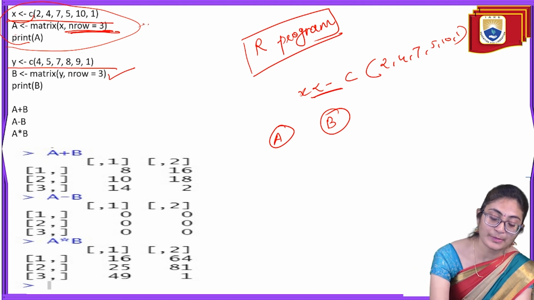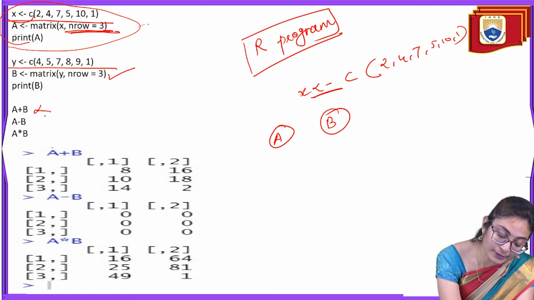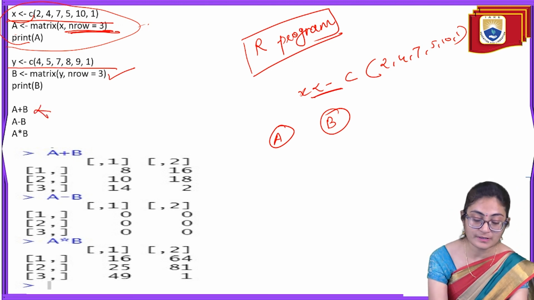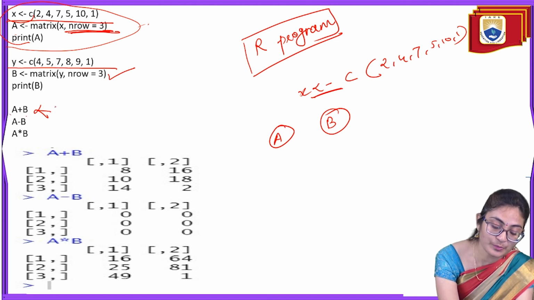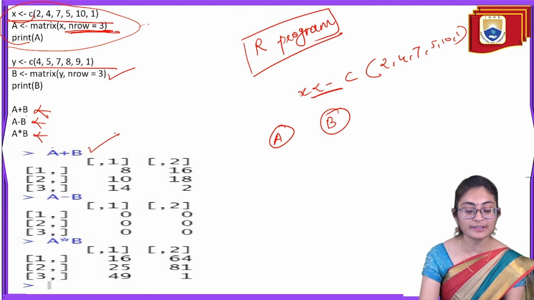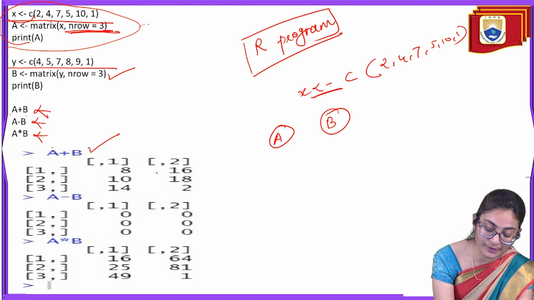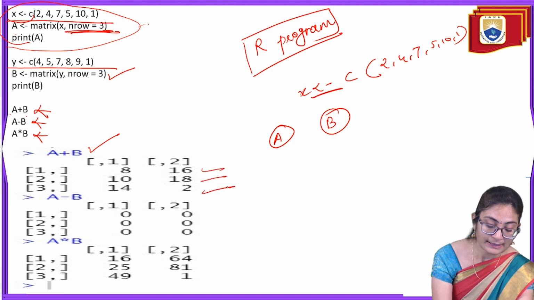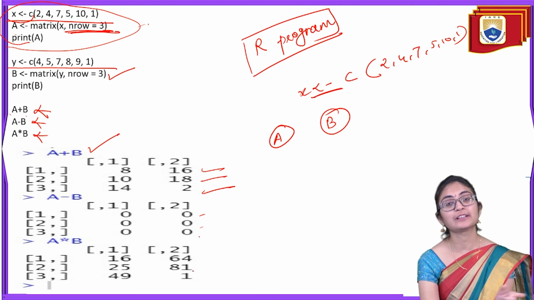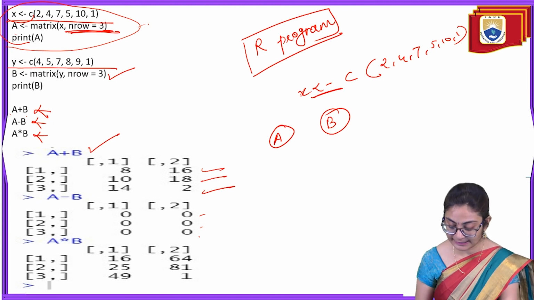That means you have created the matrix by using R programming, and now you can directly perform some operations. Which operations? A plus B, A minus B and A multiplication B. When you execute these operations, you will get the values of A plus B, then values of A minus B and values of A multiplication B. This is all about set theory and linear algebra.